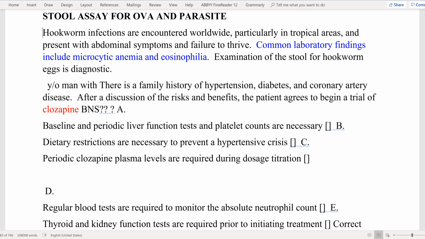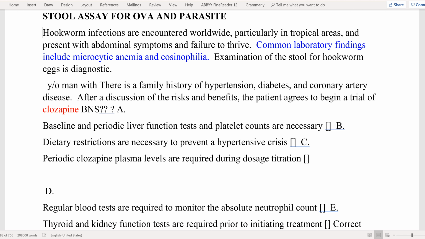This one is a very easy, straightforward question. Like clozapine, you just do a blood test to monitor the neutrophil count. Kidney function test is for what? Thyroid and kidney, that's for lithium, right? How about C? Periodic clozapine plasma levels.